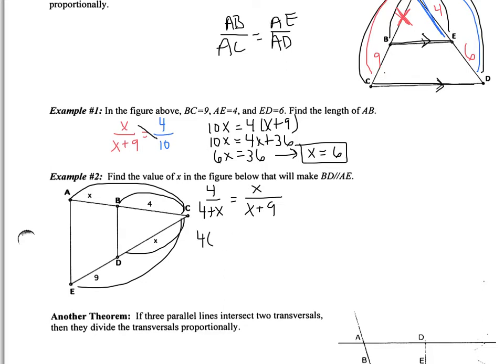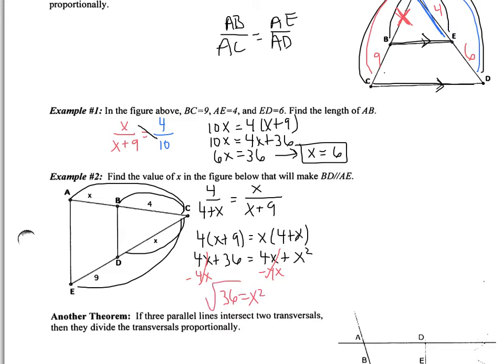I have 4 multiplied by x plus 9 equals x multiplied by 4 plus x. So this becomes 4x add 36 equals 4x add x multiplied by x is x squared. I'll notice if I subtract 4x from both sides, they both cancel. So I get 36 equals x squared. If I take the square root, I get x equals positive 6.